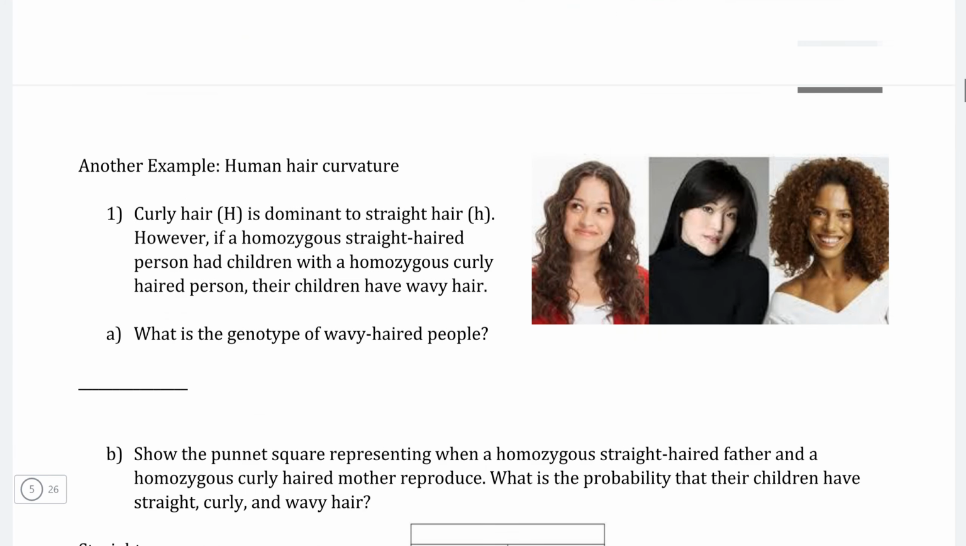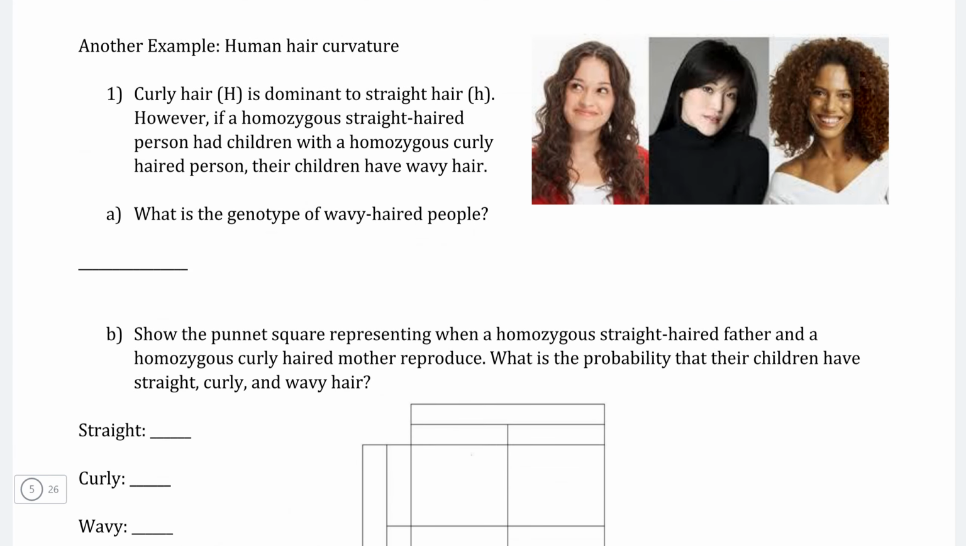Before we move on to the next video, if you are not enthusiastic about plants, probably the next most famous example of incomplete dominance is actually in human hair curvature. So you can take a look at this practice problem set here that examines the relationship between curly hair, straight hair, and yet another intermediate phenotype, wavy hair.